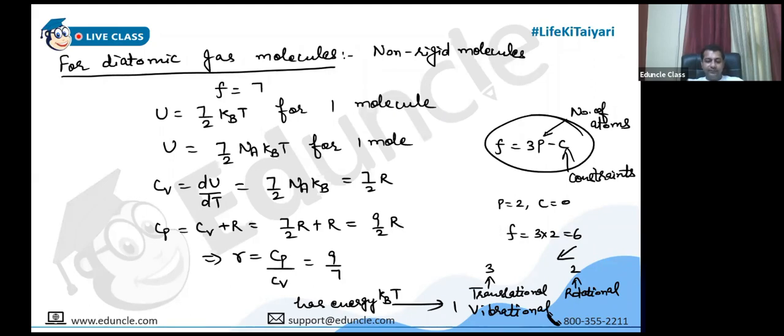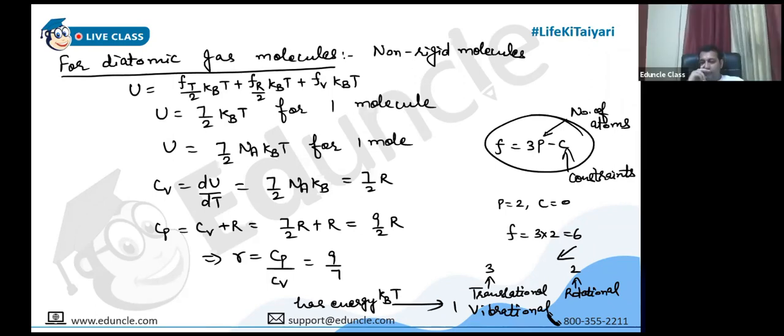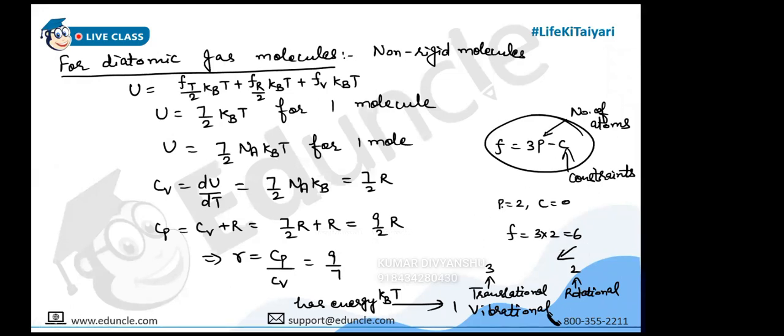Clear or not? Or you can write it like this. I think that will be a good idea. U equals F translational by 2 kT plus F rotational by 2 kT plus F vibrational kT. Can I write like this? Have a look at this expression that I have written now. Is this clear to you? Please speak up or tell me in the chat box.